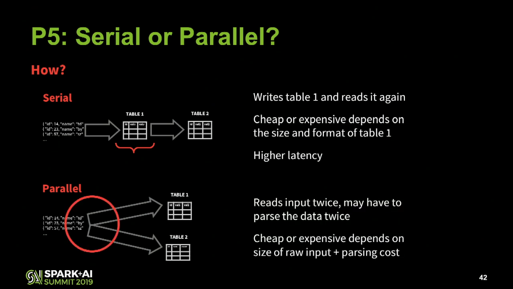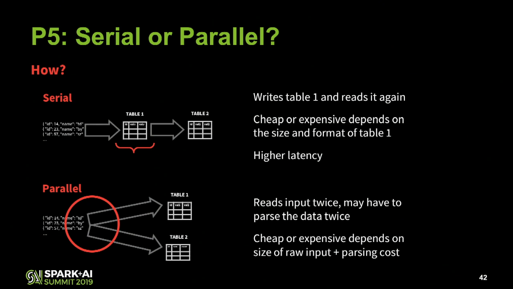In the parallel case, we have a different problem. You're reading the source data multiple times. So if, for example, you're doing a very expensive operation in the beginning, like parsing the data from JSON or some arbitrary unstructured format to a structured format, you will be duplicating that work in the two parallel pipelines, which is, again, not great.